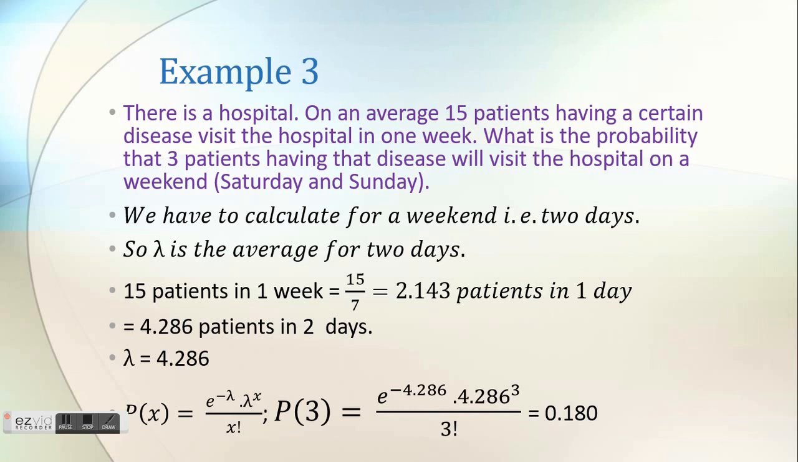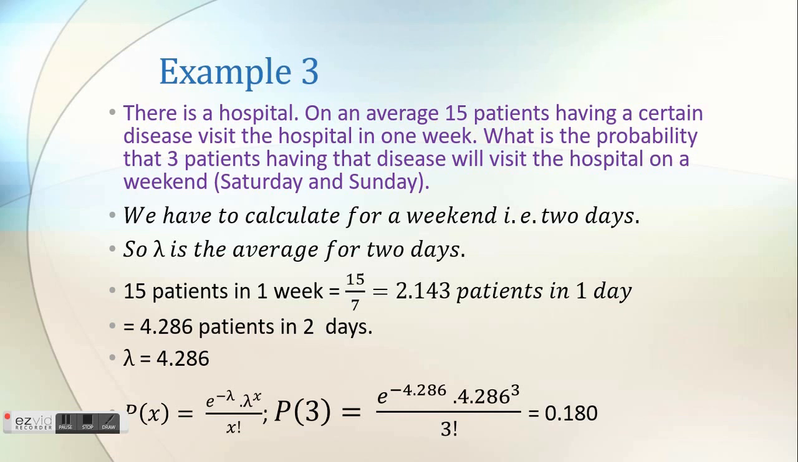So lambda should be the average for 2 days. Now it is given that 15 patients having that disease will visit the hospital in 1 week, that is in 7 days. So 15 divided by 7, that is 2.143 patients in 1 day, which means 2.143 multiplied by 2, that is 4.286 patients in 2 days.